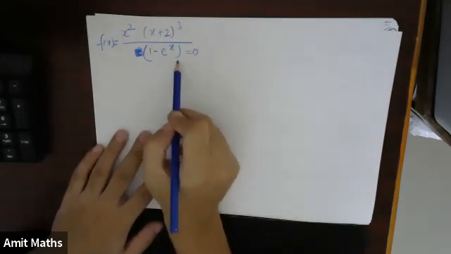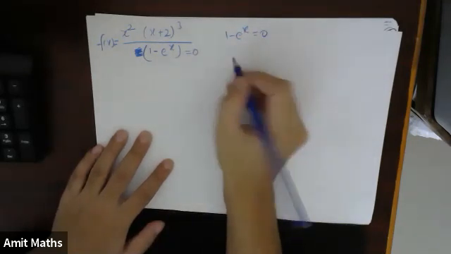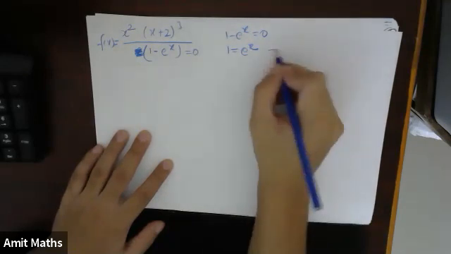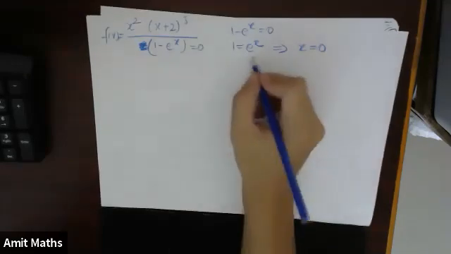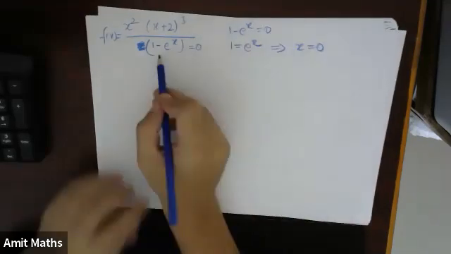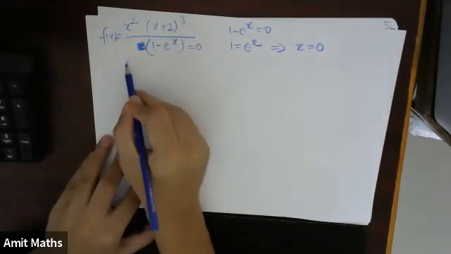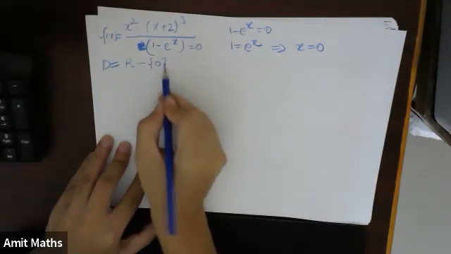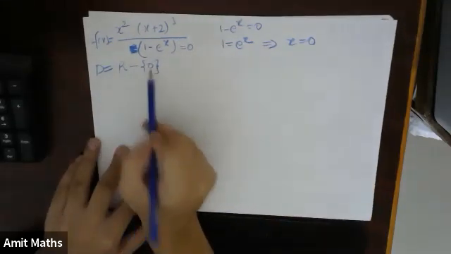When the denominator is 0, then 1 minus e to the power x is equal to 0. That means 1 is equal to e to the power x. This means that when x is equal to 0, the denominator will become 0. So for this kind of function, I will simply have the domain equal to R minus 0.